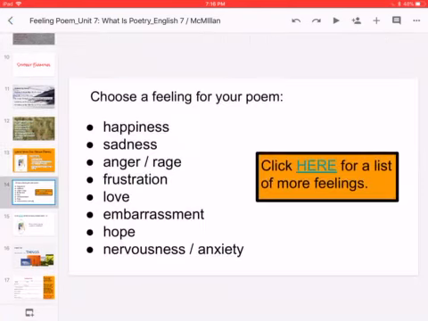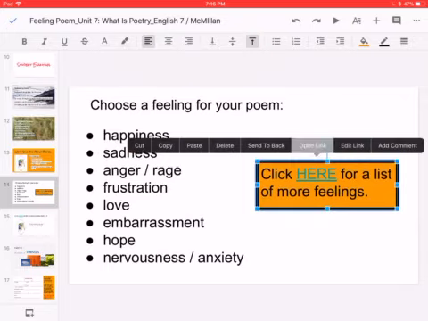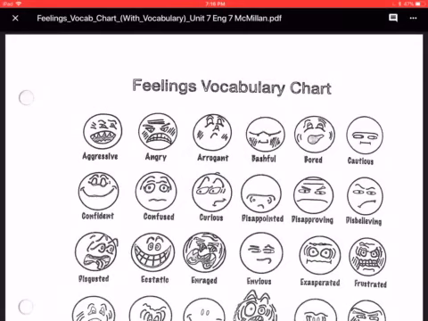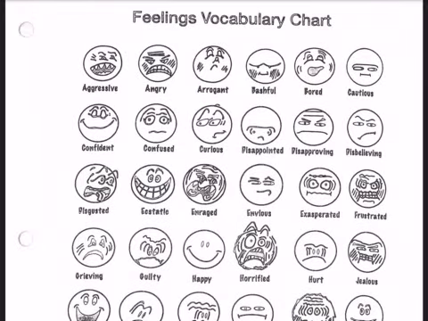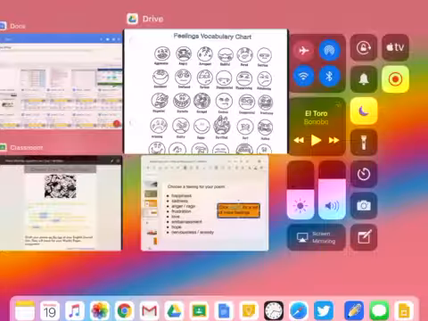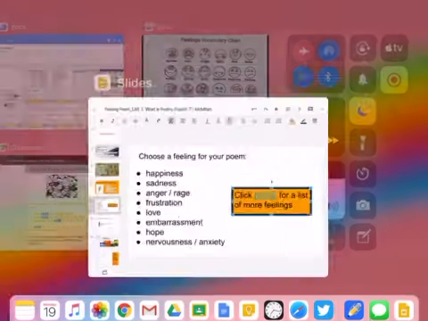And then, your first thing is to choose a feeling. So I have a few there on slide 14, or you can click here and you'll see I have some more feelings for you to choose from. So here are some more feelings. Okay, kind of look through there, choose a feeling. I'm going to double click the home button and go back to my slides.